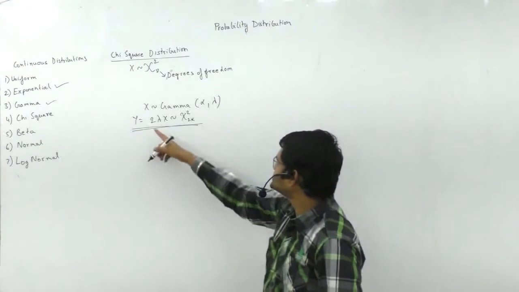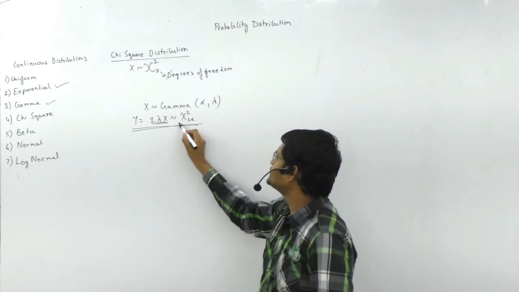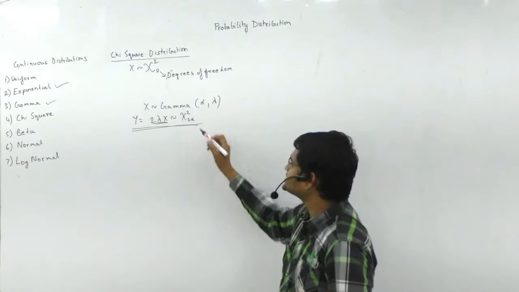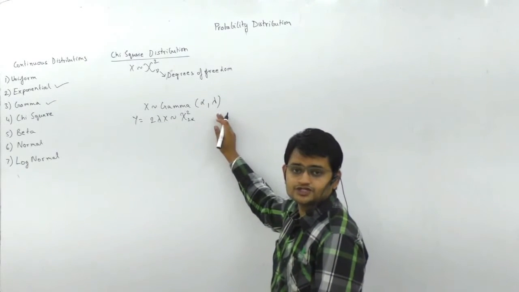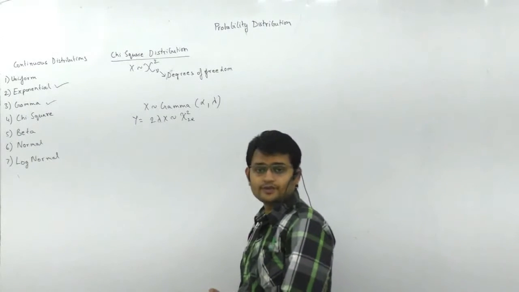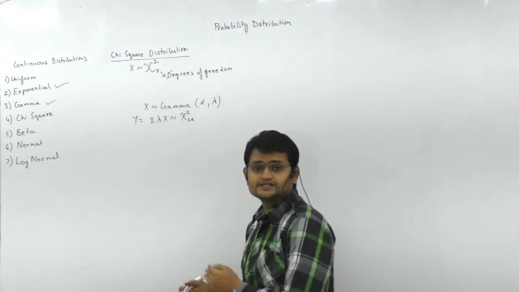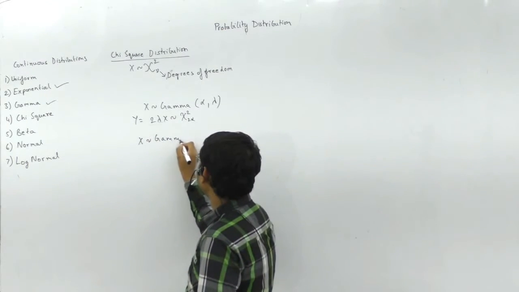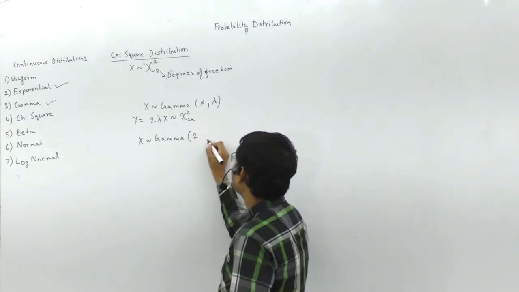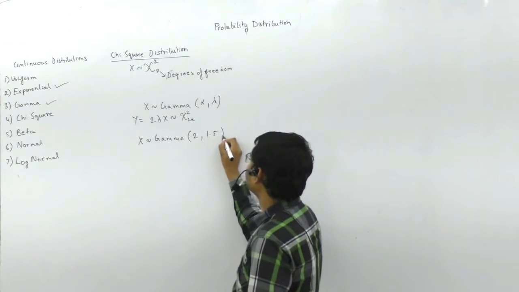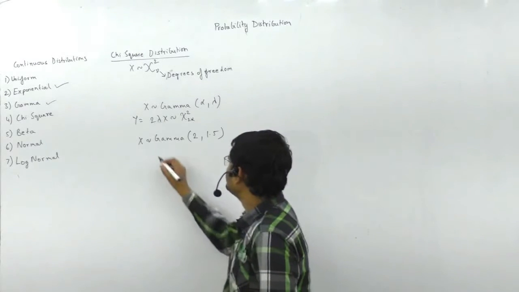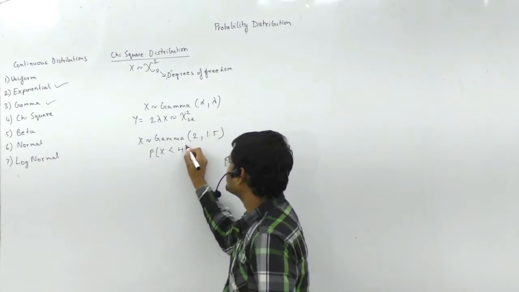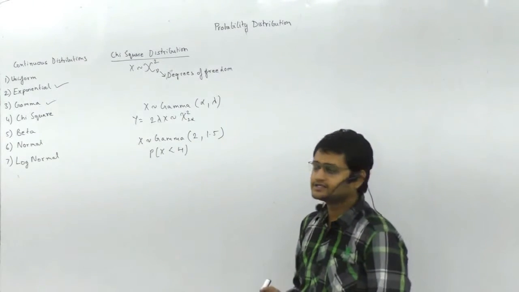So we have y equals 2 lambda x will follow chi-square distribution with 2 alpha as its parameter. We can use this procedure to find every gamma distribution probability. Let's take an example. Let's say I have x follows gamma distribution with alpha as 2 and lambda as 1.5, and we need to find probability x less than 4.